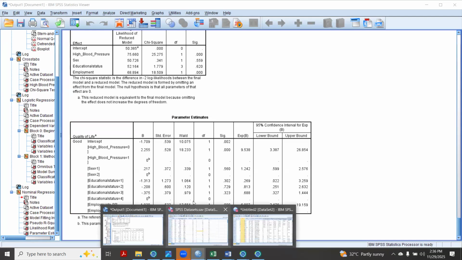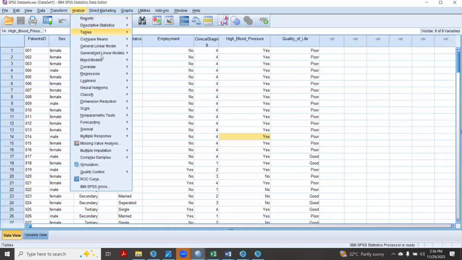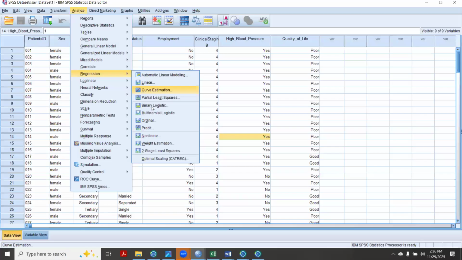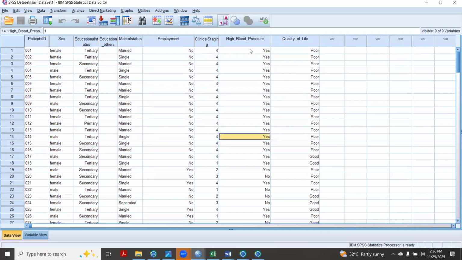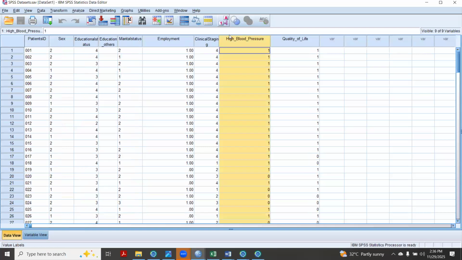Okay, so let me show you what I mean. If you go to analyze, you go to your regression now. Binary logistic regression. Now, this is the high blood pressure. The high blood pressure has my reference, my main value, which is having the blood pressure, yes, which is 1. So let me show you now. The yes is 1. Let me switch this. Yes is 1, no is 0. You see? Watch this line. I'm switching. Yes is 1, no is 0.